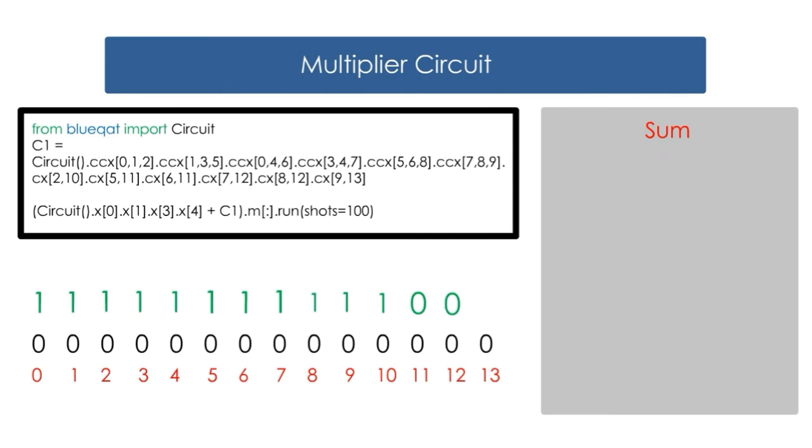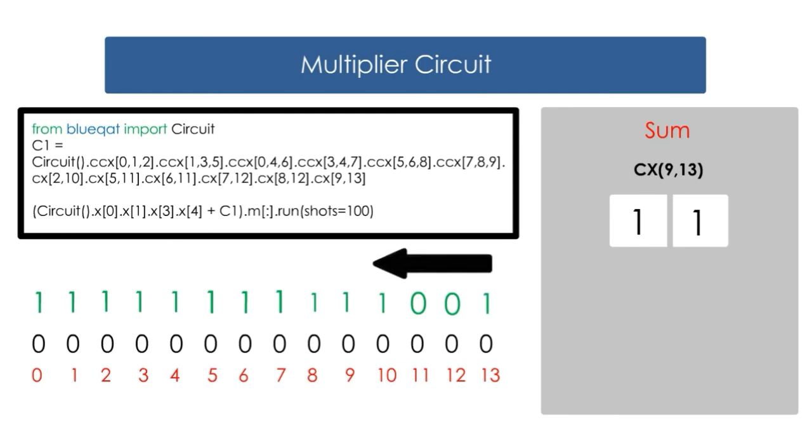Lastly, we take qubits at 9 and 13. Since the control gate is 1, the target gate will flip to 1. The output we get is 1001.